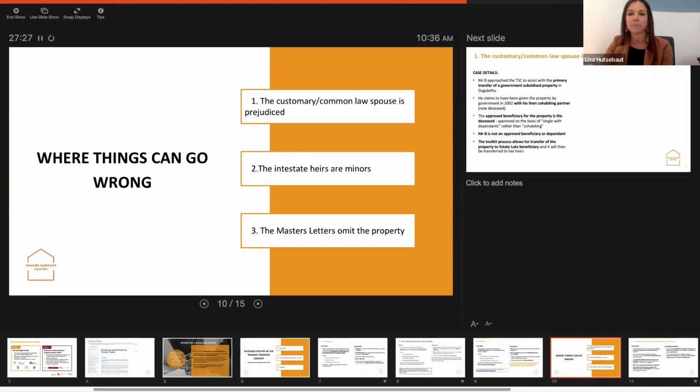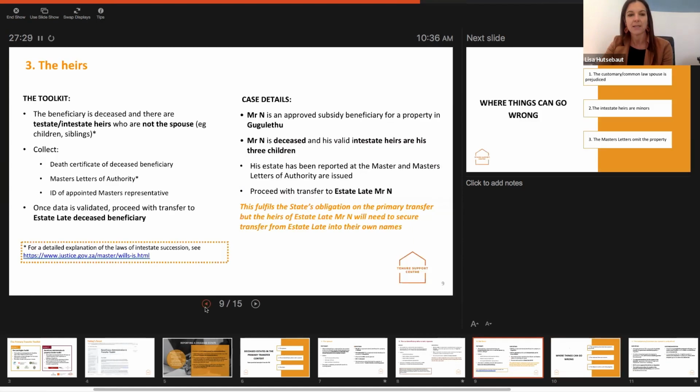Can you go back one slide, Kezia? Thanks. It's exactly the same. It's just that your title deed will show estate late Mr. X instead of his name.